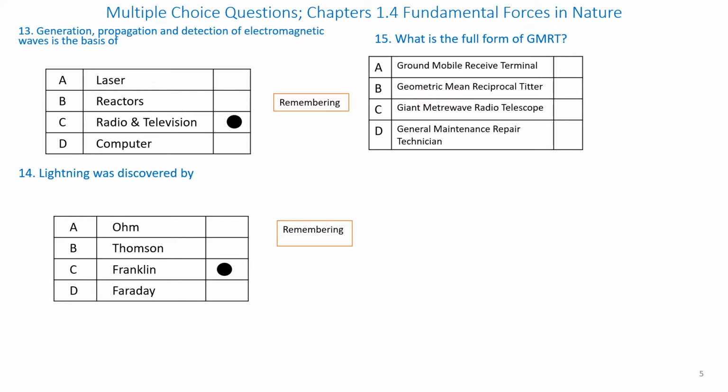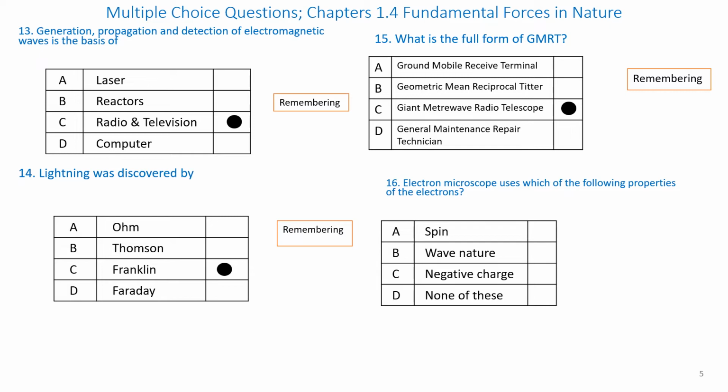What is the full form of GMRT? Choice A is given, choice B is given, choice C is given, and choice D is given. So you have to mark the answer correctly. So choice C, that is giant meter wave radio telescope, is the correct answer. GMRT is a radio telescope.